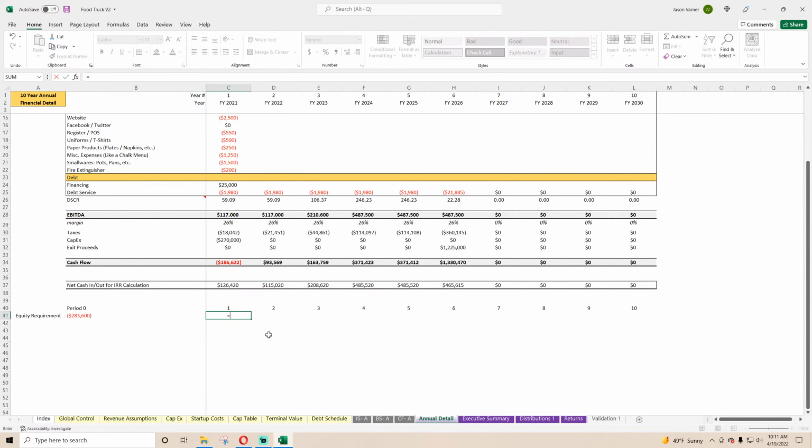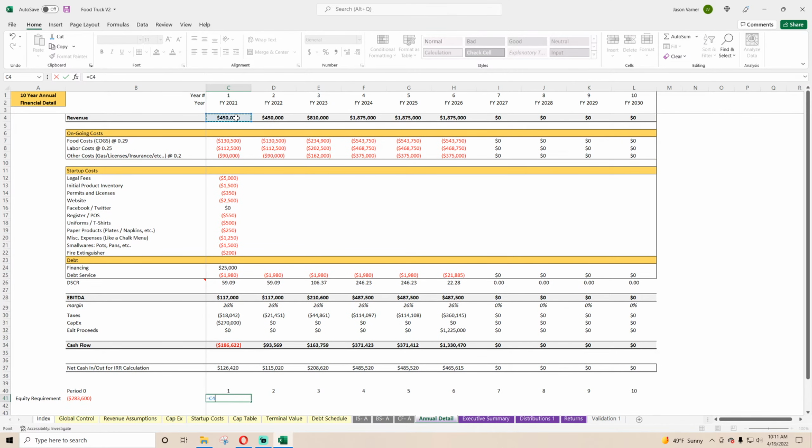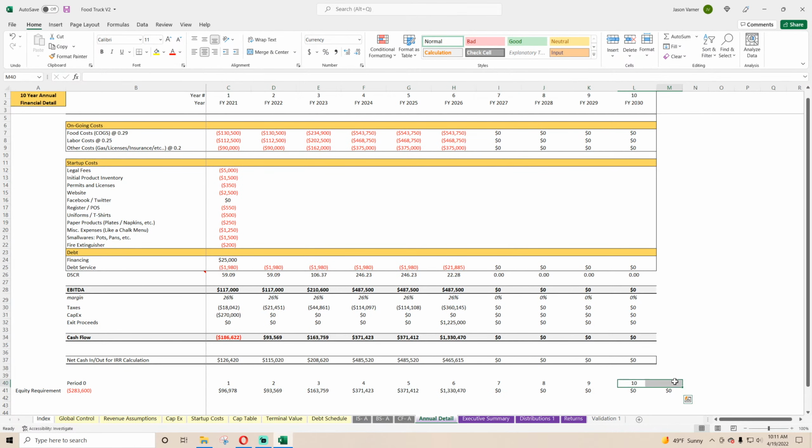Then we also have to include, so this is going to be revenue plus expenses. We've already got startup costs. Oh, financing is going to be against period 0, so don't worry about that. We're going to add in debt service, taxes, and exit proceeds into this number. So that should have everything. Period 0 also has this financing amount. So here, equity requirement is 256.